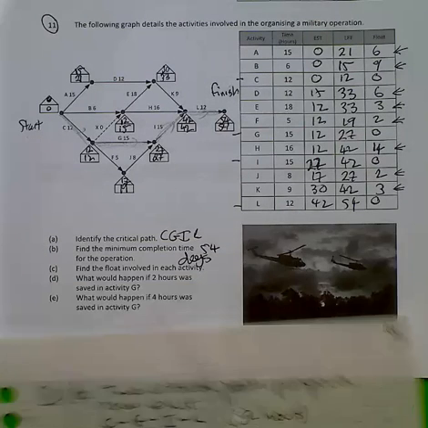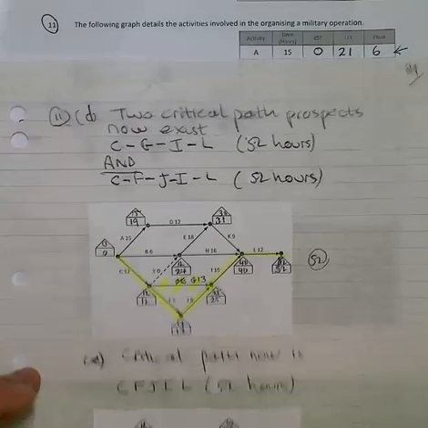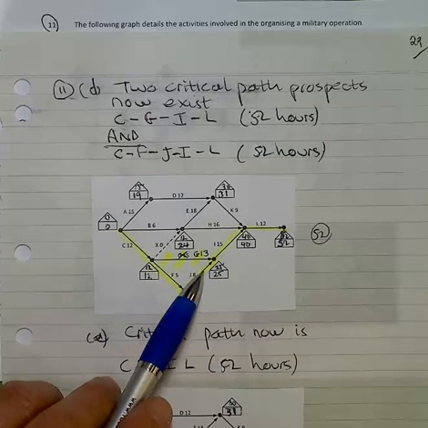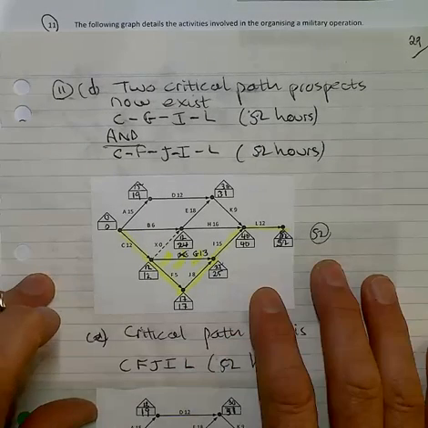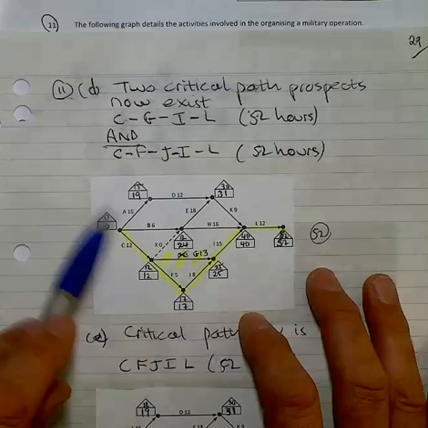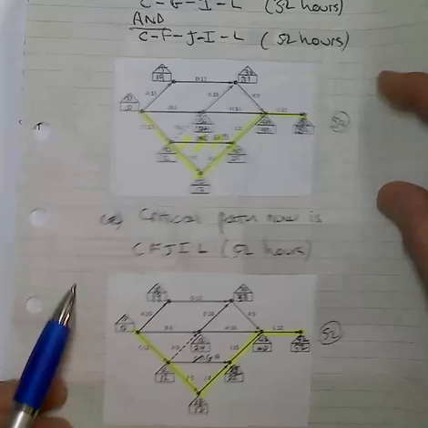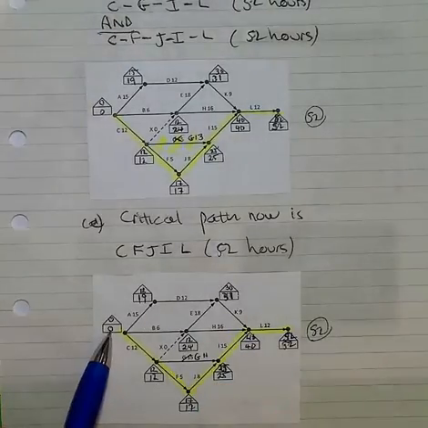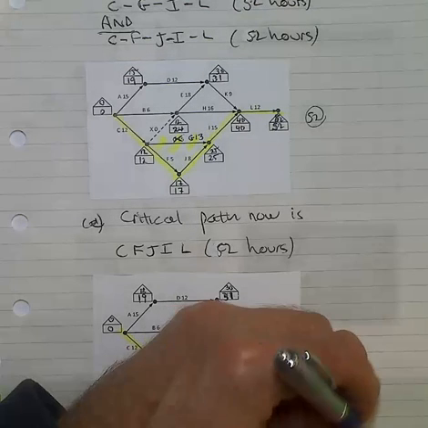In part D, you're asked to consider what would happen if 2 hours was saved in activity G. So it's just probably easy for me to show you the completed result. Now, if we saved 2 days in activity G, that was on the critical path, that reduces the overall completion time to 52. You'll notice, though, that we've now got 2 critical paths there. For the case of E, if we saved 4 hours on activity G, which I made 11, our critical path is now C, F, J, I, and L, which will still be 52 days.